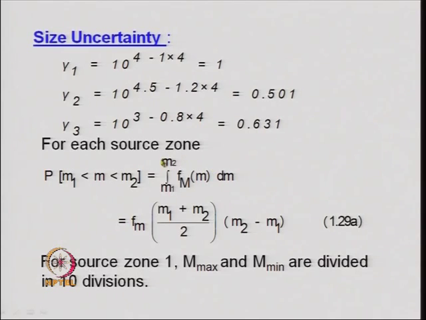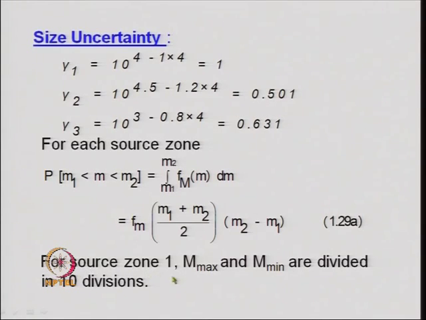And this can be determined by integrating the probability density function fM, which is shown again here. This probability density function can be computed using this equation, and integrating this equation from M1 to M2, this integration leads to this particular equation, that is the magnitude of earthquake occurring between an interval of M1 and M2.